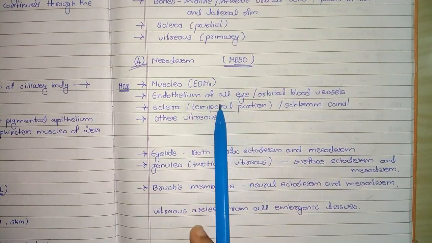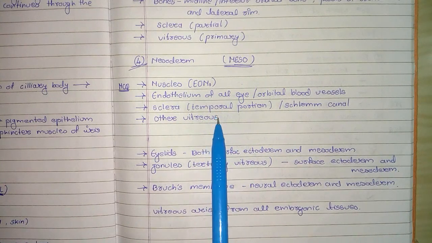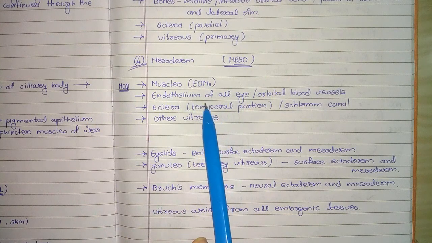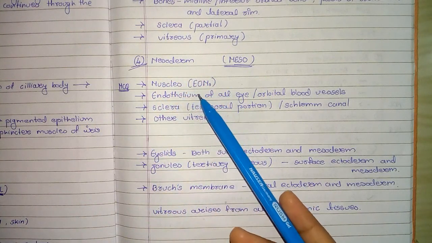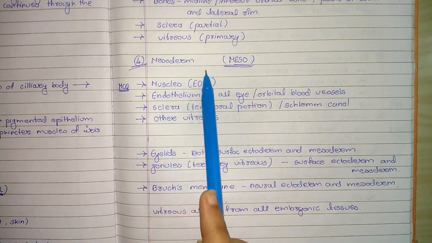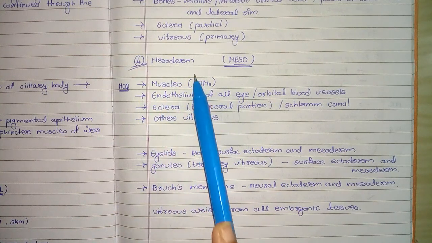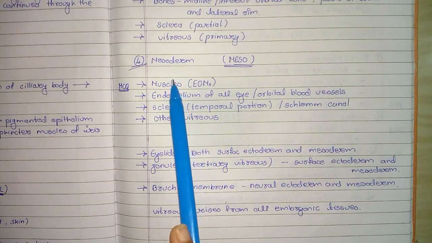And one more point I am going to say about the vitreous. The vitreous arises from all the embryonic tissues such as mesoderm, surface ectoderm, neuroectoderm, and neural crest cells. In mesoderm, this point is important: extraocular muscles develop from the mesoderm, and it can be asked in MCQs.